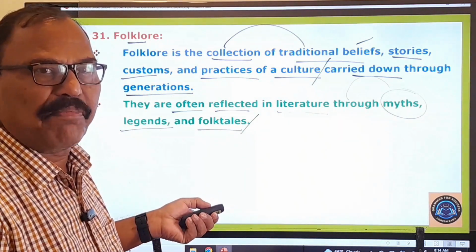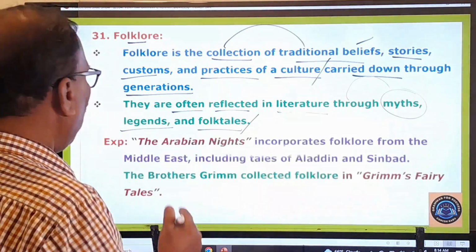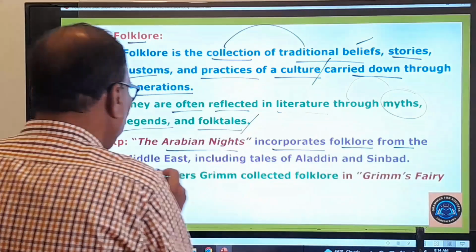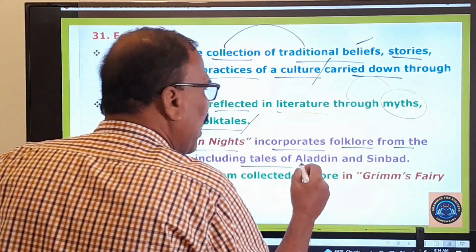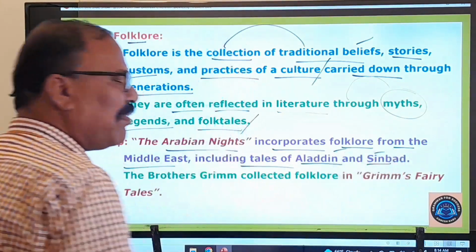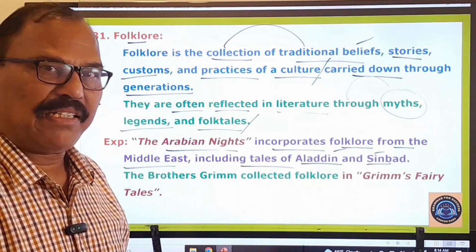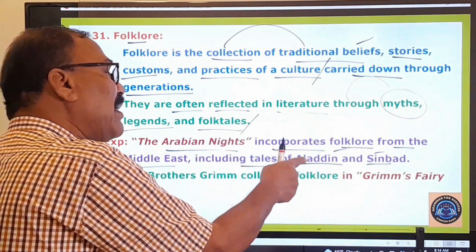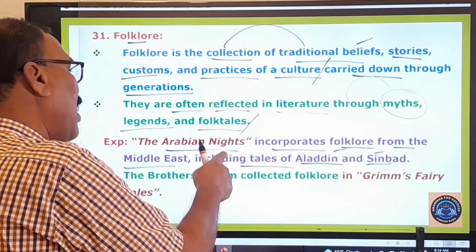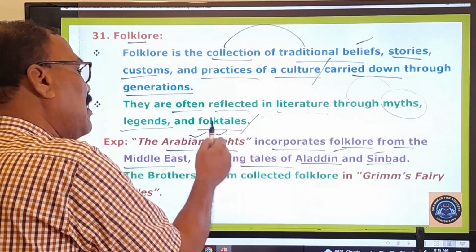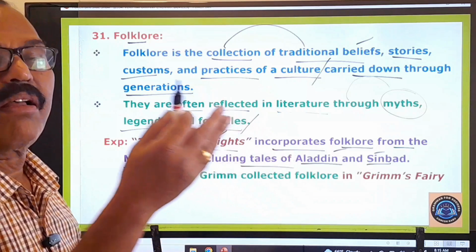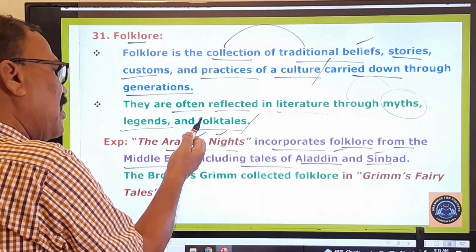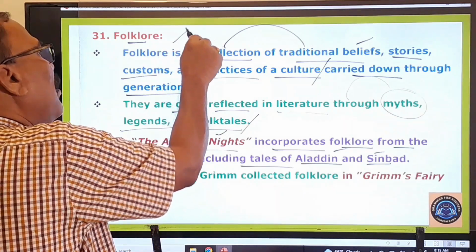Now let us take up one example to understand this one. The Arabian Nights incorporates folklore from the Middle East, including tales of Aladdin and Sindbad. You know very well about the stories of Aladdin and Sindbad. So all the stories pertaining to Aladdin and Sindbad are called the Arabian Nights, and they are included in the work of literature. That is also a kind of literature, and that literature is called folklore.